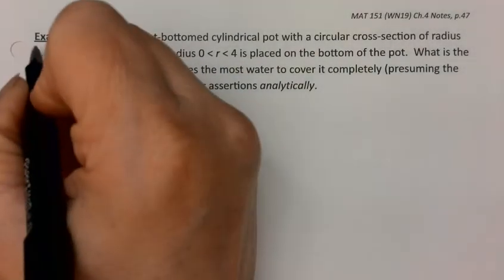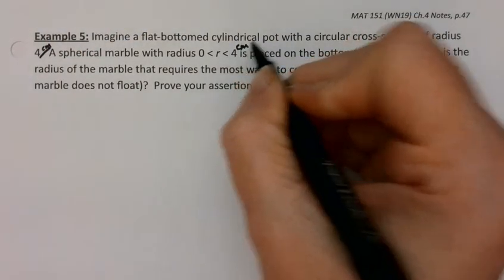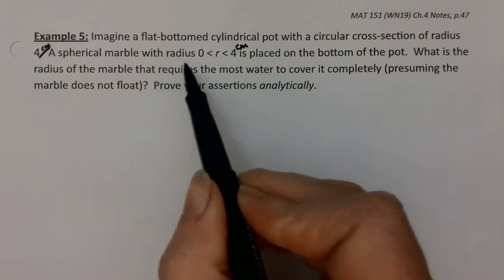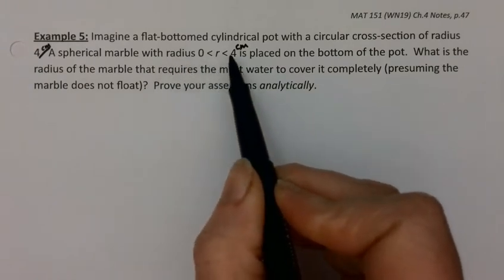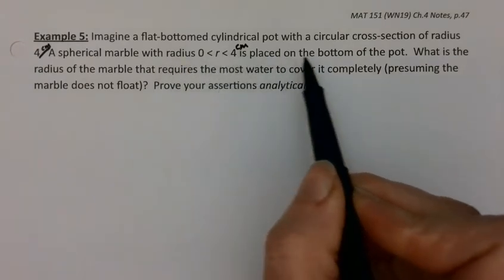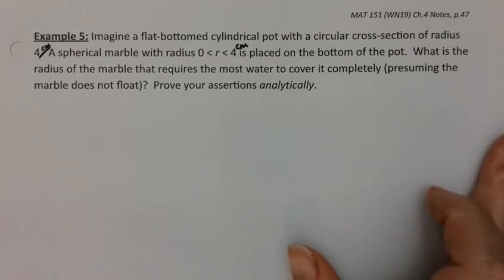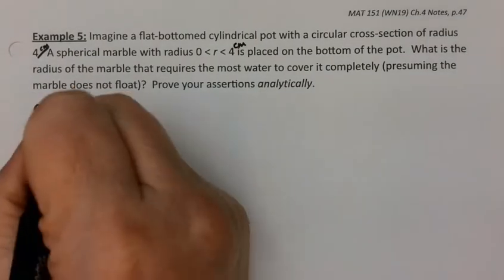of radius 4, and I'm going to give it some units here. So 4 centimeters. I'm going to throw those in for future. And then you put a spherical marble inside that has a radius 0 less than r, which is less than 4. So it's placed in the bottom of the pot. What is the radius of the marble that requires the most water to cover it completely? Prove your assertions analytically.